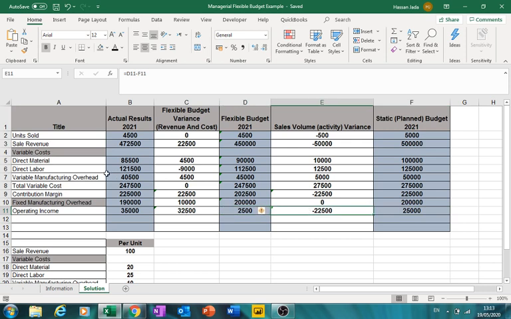For the other variances. Here we see how to calculate the variances for sales volume variance or activity variance and flexible budget using Excel. In the next videos we'll continue with other examples in another subject.